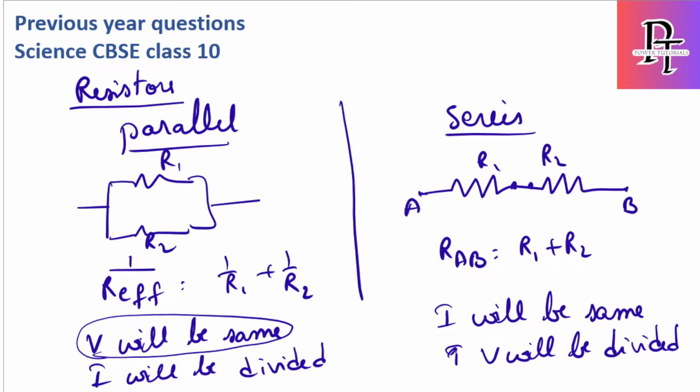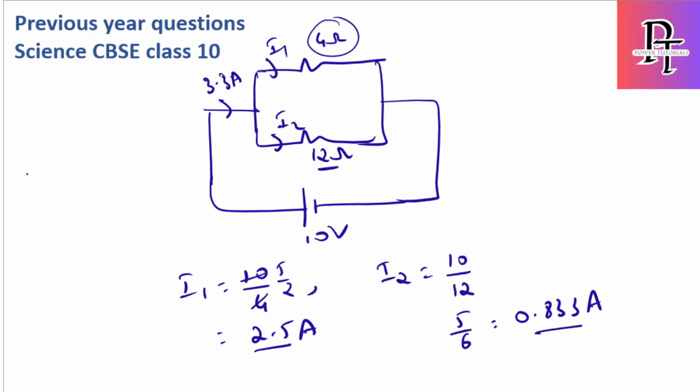Okay, so in a parallel circuit, voltage will not vary. Voltage will be the same, but only the currents will change. So that's why in this circuit, voltage is 10 volts here as well as here. So that's why I1 will be 10 by 4 and I2 will be 10 by 12.